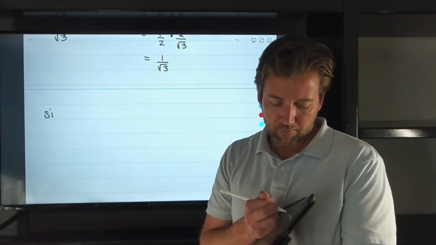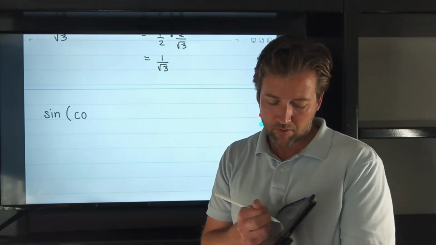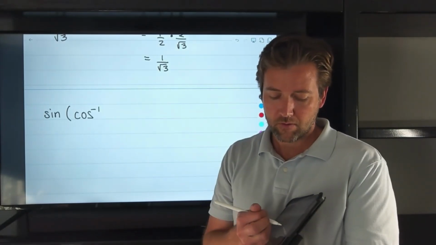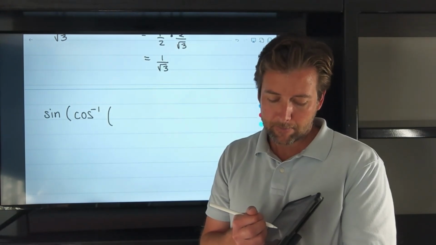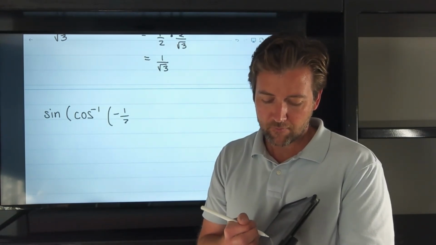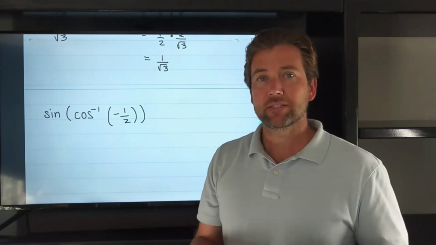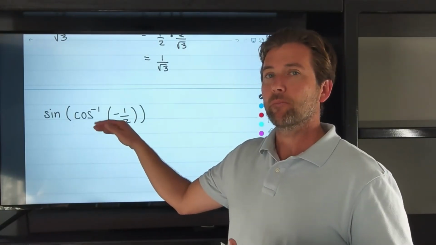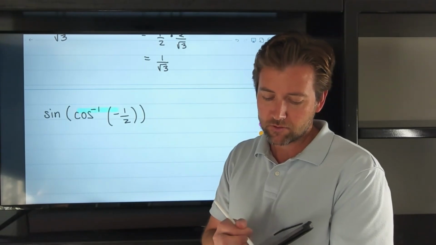Let's do the sine of the arc cosine of negative 1/2. So again, let's make sense of this problem before we solve it. Arc cosine is going to output an angle. So the answer to this part, I'll highlight this in blue, is an angle.